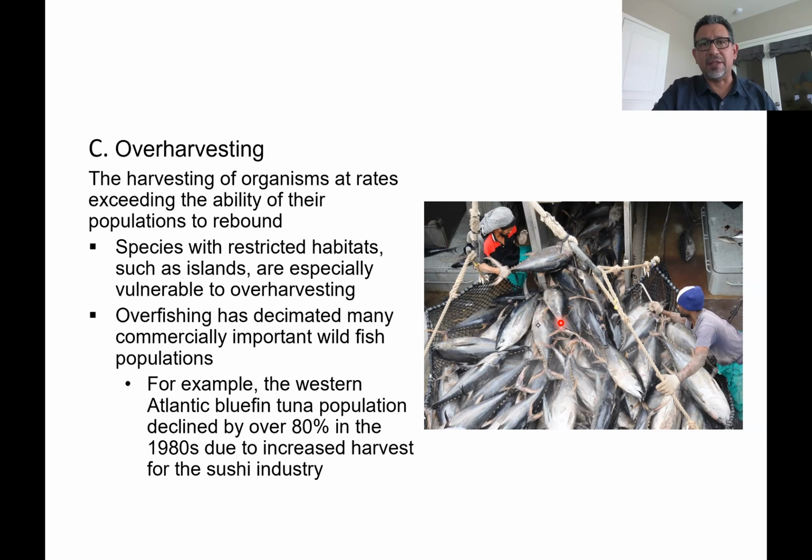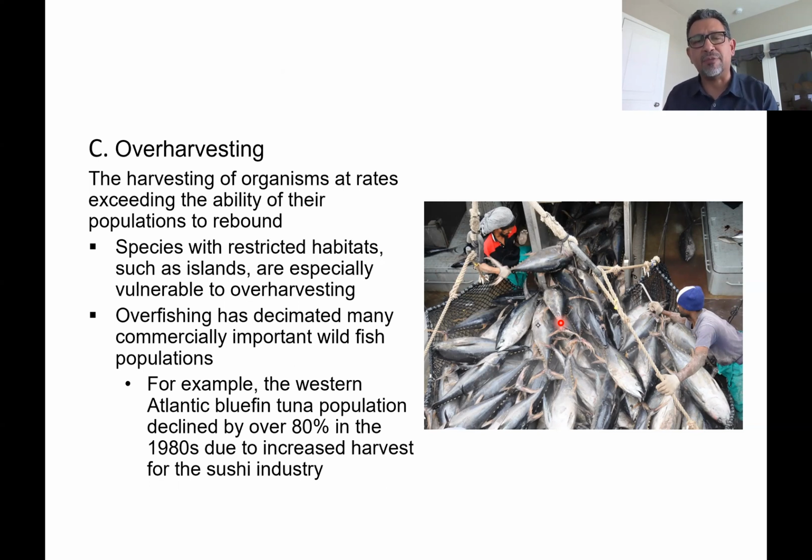And so when the sushi industry in Asia, particularly in Japan, but around the world, began to demand more of this fish, more of the bluefin tuna, the harvesting levels increased, and it is estimated that the population of bluefin tuna has declined by over 80%. And not only are the number of fish less in the ocean, but the size of the fish is smaller.